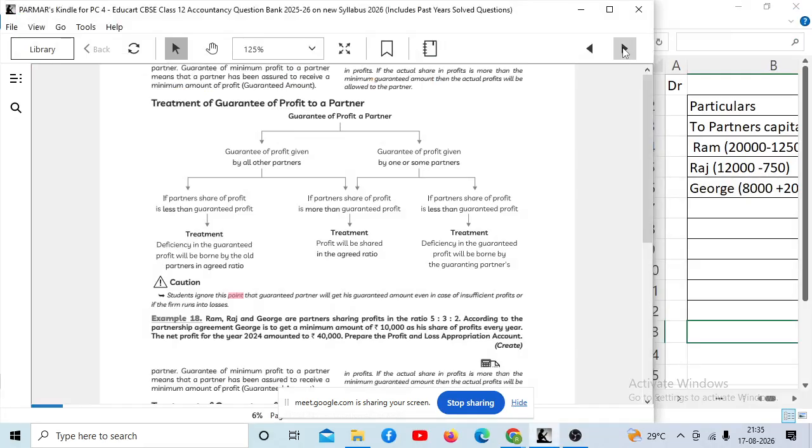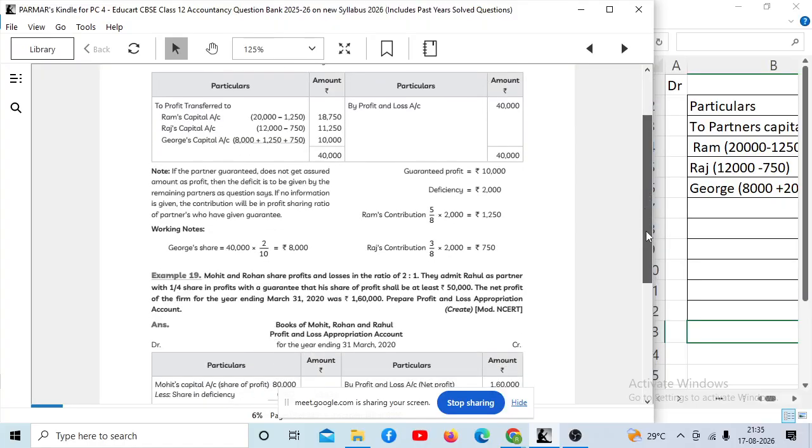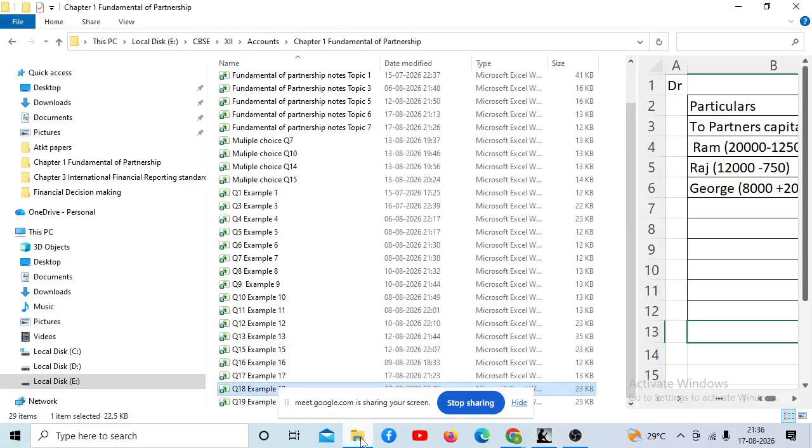That will be our example number 19. Mohit and Rohan share profit and losses in the ratio of 2 is to 1. They admit Rahul as partner with 1/4 share in the profits with a guarantee that his share of profit will be at least rupees 50,000. The net profit of the firm for the year ending March 31st was 1,60,000. Prepare profit and loss appropriation account.